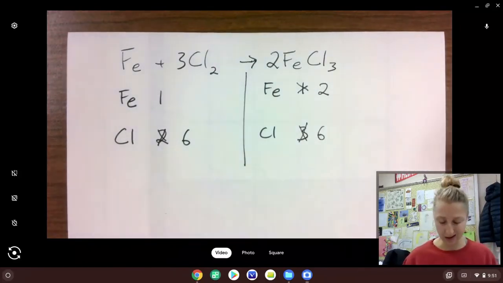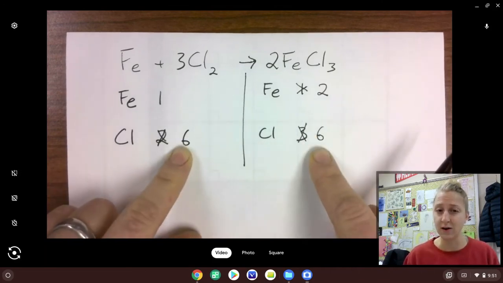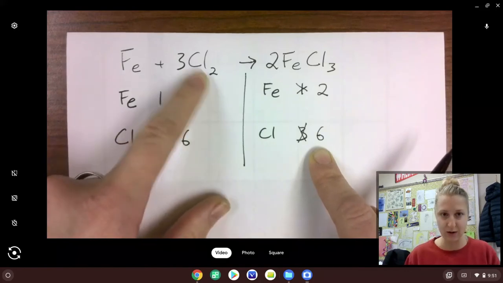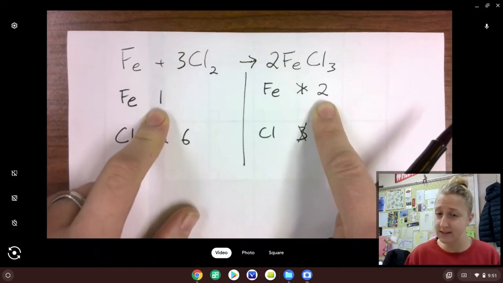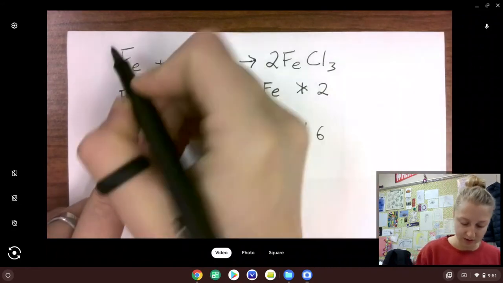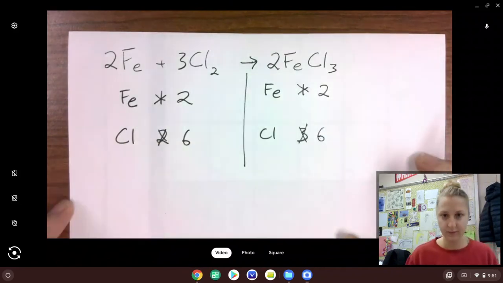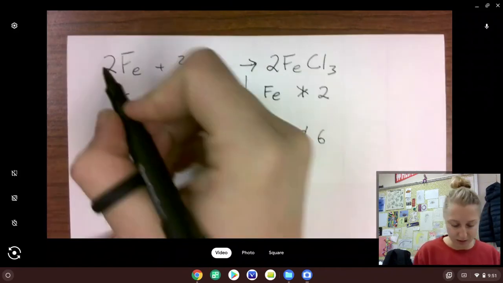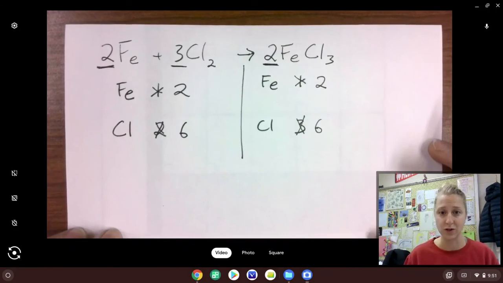I know it's kind of confusing. A lot of this is going to be a lot of trial and error for you as you get started, but once you get a couple of these under your belt, you'll start recognizing patterns and they'll become much easier. So now I've balanced my Cls. I've got 6 on each side. Putting that 3 here only affected the Cls, but my Fe is unbalanced. Luckily, this is an easy fix. I've got 2 over here and only 1 over here, so let's just multiply this by 2. Now I've got 2 Fe over here, and as you can see, I'm all balanced out now. So there's how we balance that one, adding these coefficients in front of our equation.